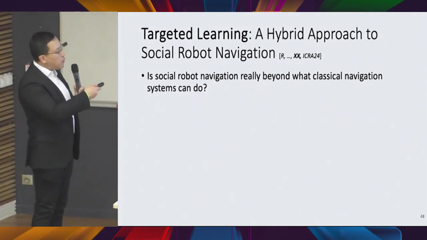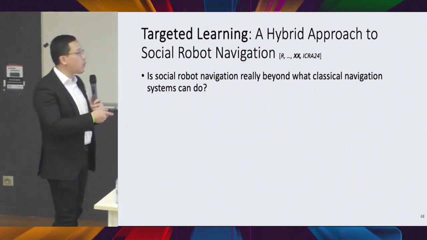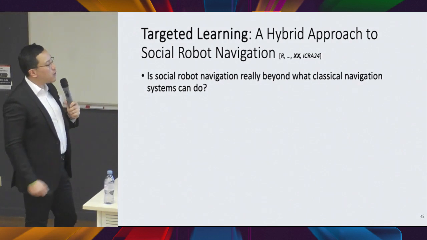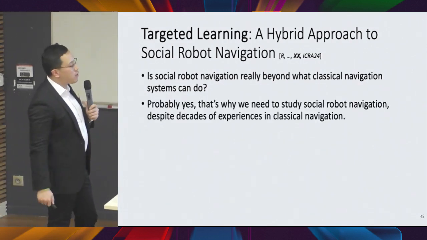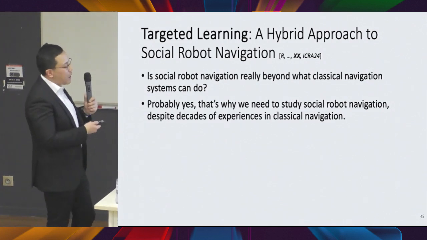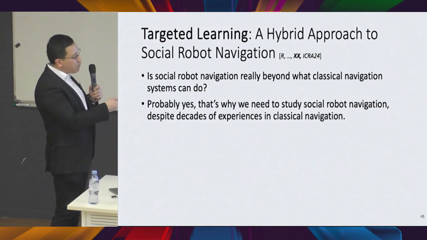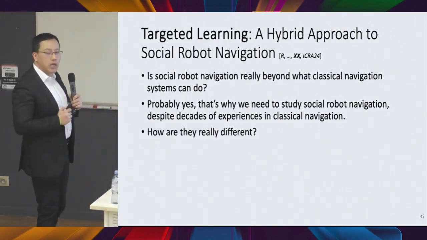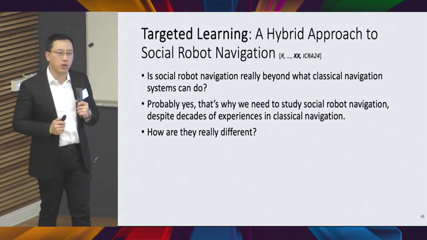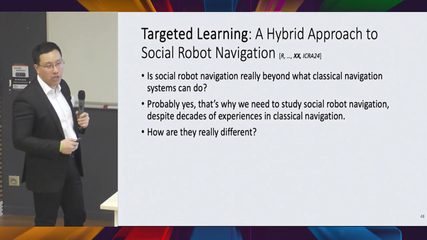So here, the motivation is, after we collect these two data sets, we ask ourselves the question: is social robot navigation really beyond what classical navigation systems can do? Looks like a very trivial question. Probably yes, that's why we need to study social robot navigation in the first place, despite decades of experience in classical navigation. But how are they really different? Let's look under the hood to understand how classical navigation fails in terms of social navigation.